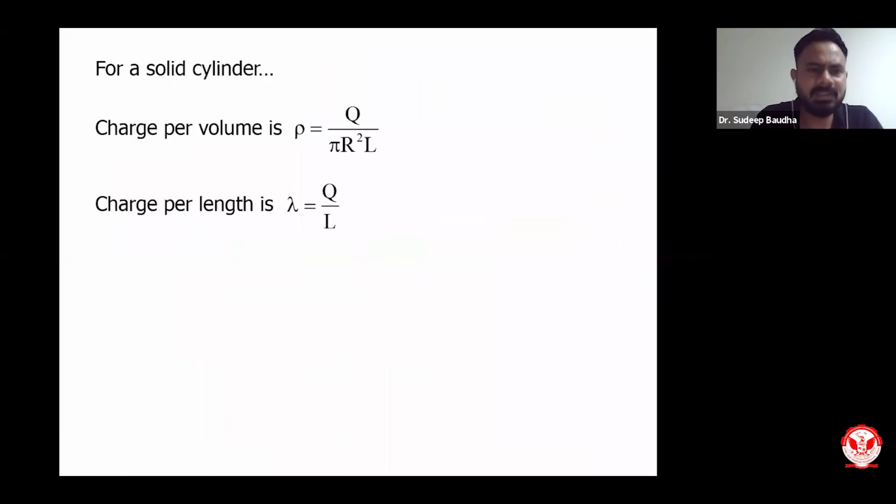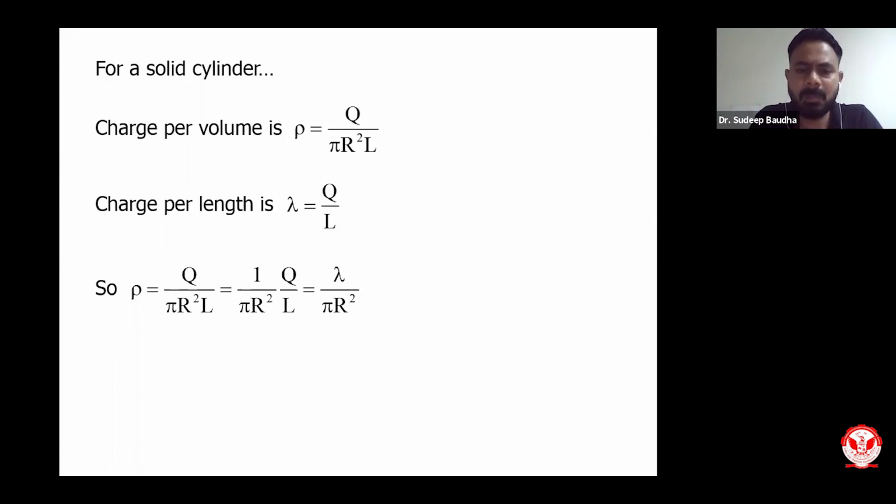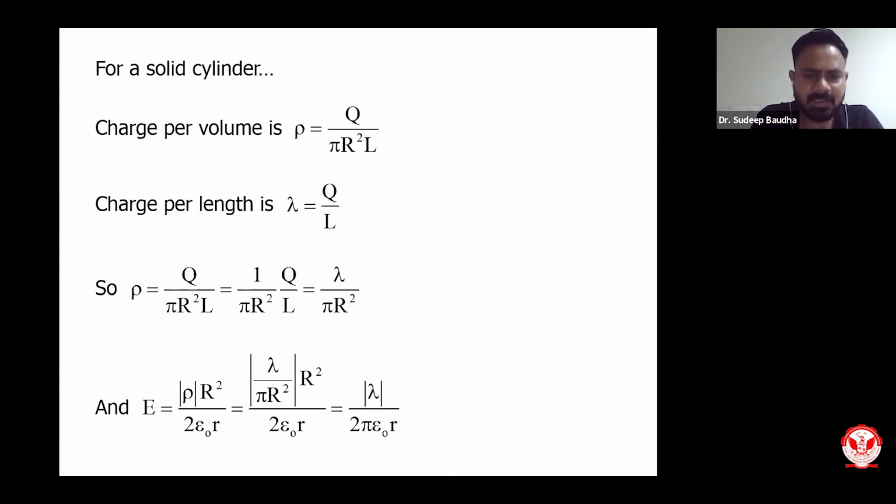Now there is some more relationship. For a solid cylinder, charge per volume rho is given as Q upon pi r square L, and charge per length is given as lambda equals Q upon L. So I can write rho is equivalent to lambda upon pi r square. Now I can keep the value of rho in terms of lambda, and I can write E is equivalent to mod of lambda upon 2 pi epsilon naught r. So this was the calculation and how we can find the electric field at a particular point r.